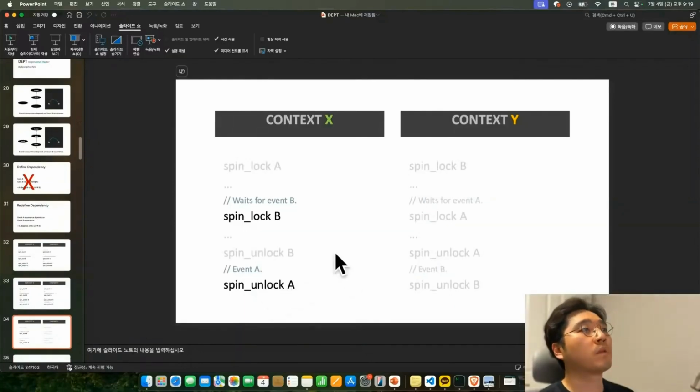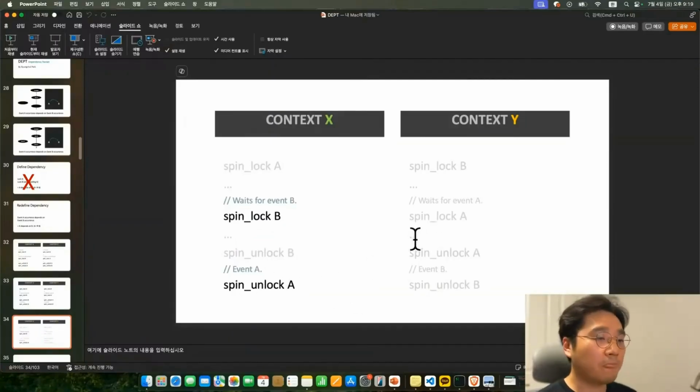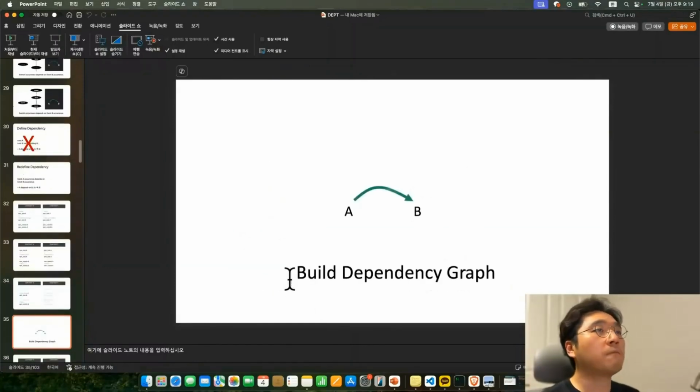So as you know, event B never occurs, and event A also never occurs, right? And in the perspective of drawing a dependency graph, event A depended on event B. So we draw from A to B and build the dependency graph here.